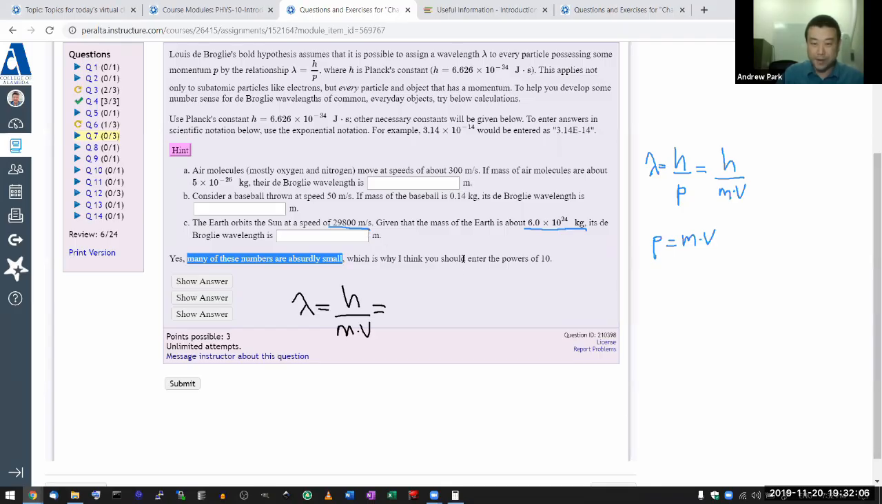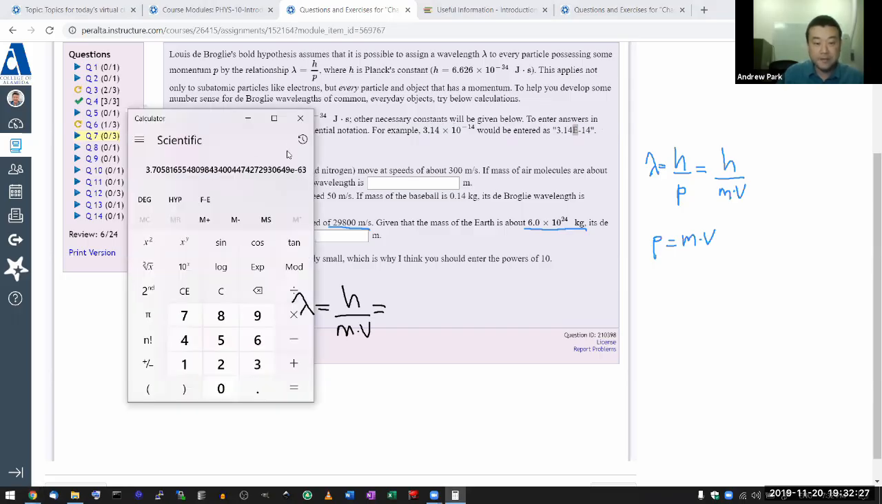And you should enter the powers of 10 using this notation here. This is what we call E notation. You start out with a leading number, and this single letter says that what follows is the power of 10. So I have this here, 3.71 times 10 to the power of minus 63. So let me just type that in.